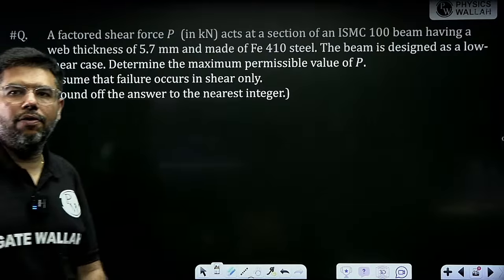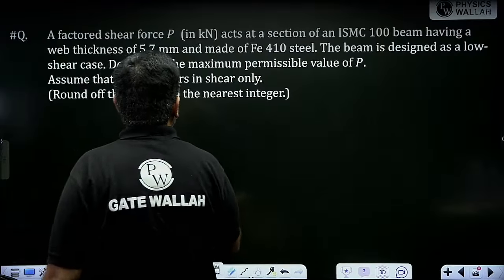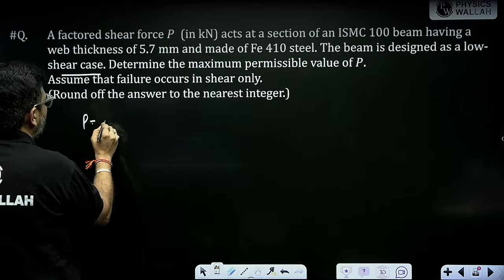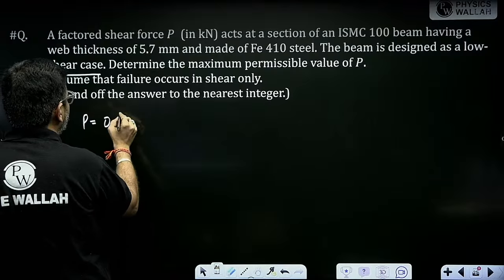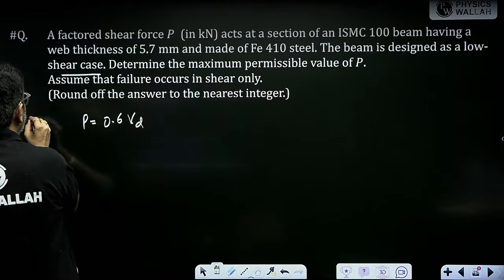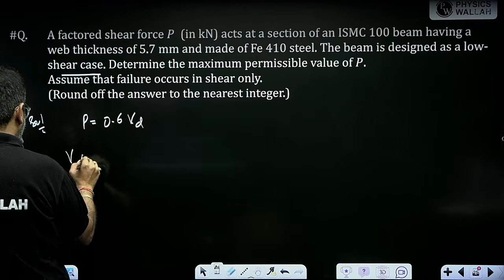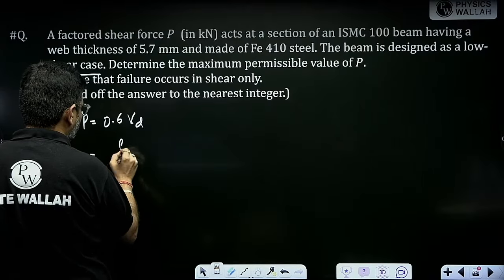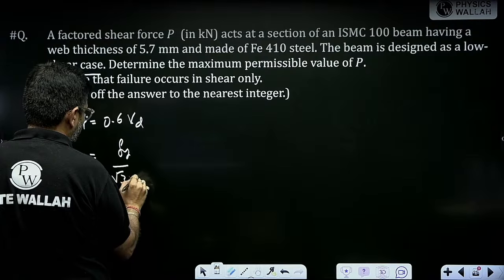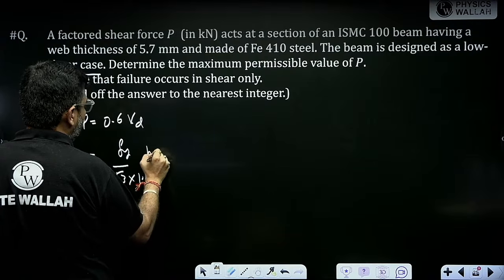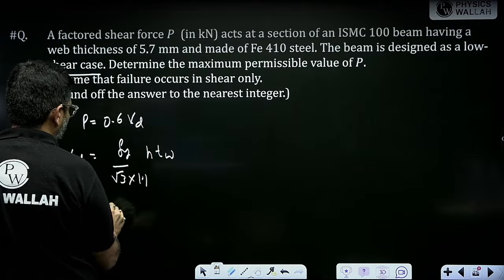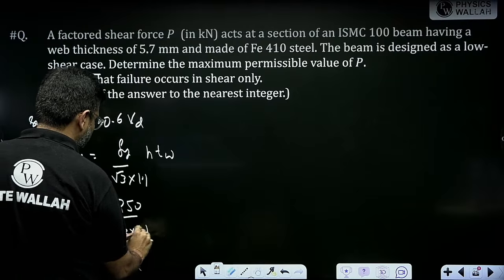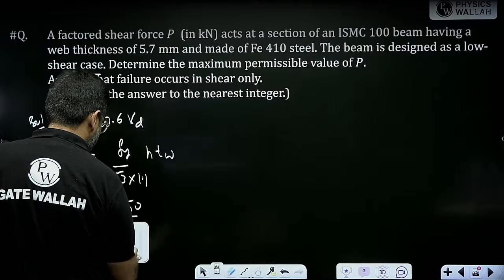Let us see the answer of this as well. See, for low shear case, P should be equal to 0.6 VD. Just find out VD here. VD is Fy by root 3, 1.1 into H into TW. Fy is 250 by root 3, 1.1. Very simple question.